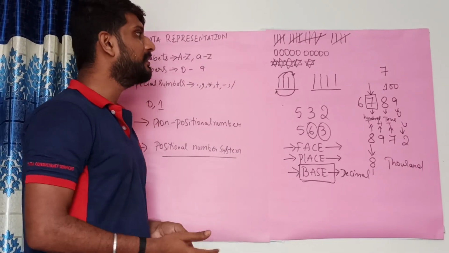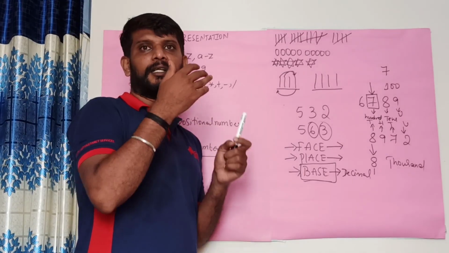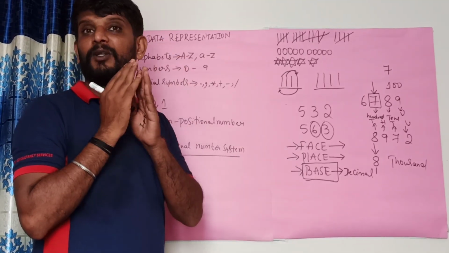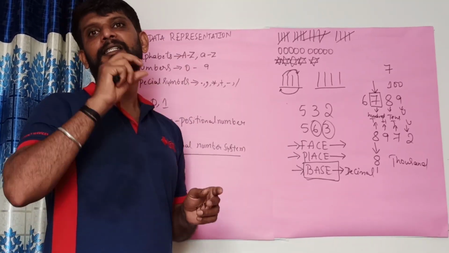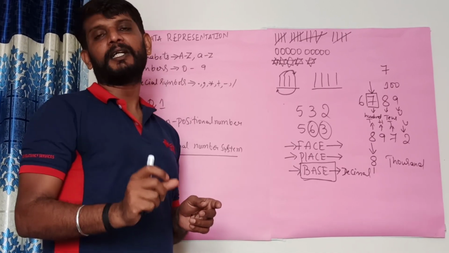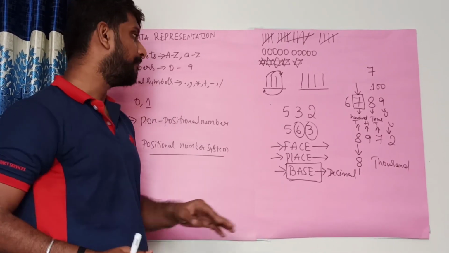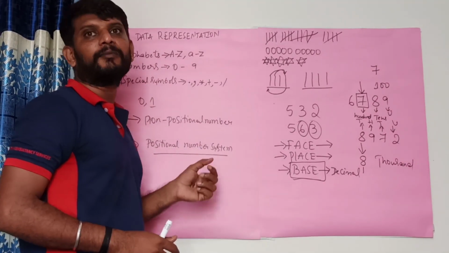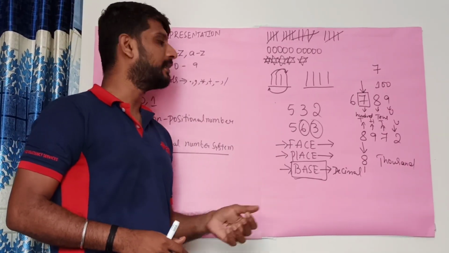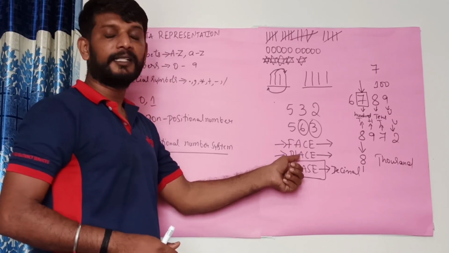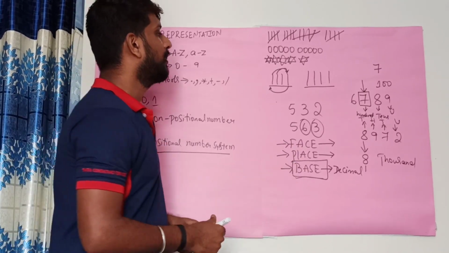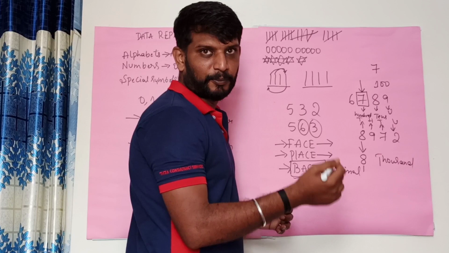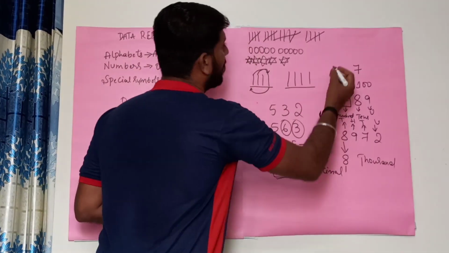So in the positional number system, what happens is you will be using a particular digit. Digit is nothing but a symbol which has a particular value or else a meaning. And the positional numbering system will be consisting of three different characteristics, that is face, place and then the base. Now what exactly is the positional number system, I will explain in another way.